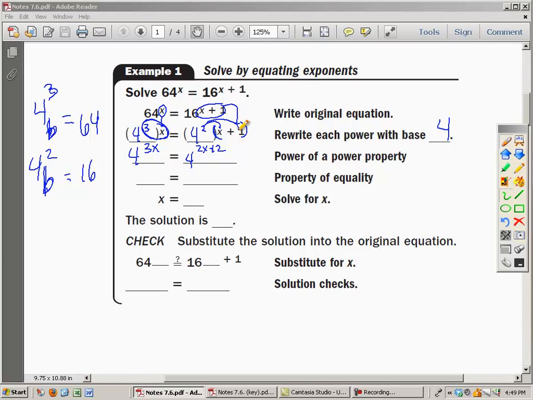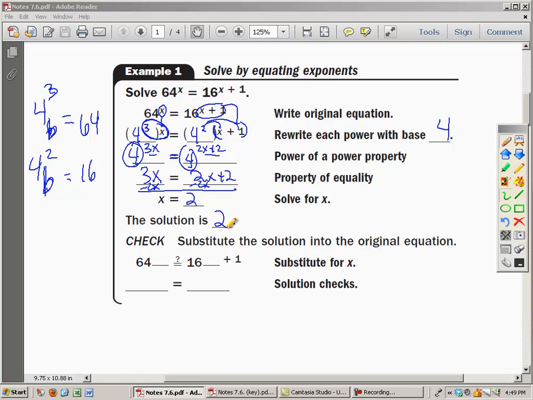Now, because these have the exact same base, we know that if these two have the same base being raised to a power and they're equal to each other, then 3x has got to be equal to 2x plus 2. All right? A little bit of algebra tells us if I take away 2x from both sides, I get x is equal to 2, and so my solution is 2.